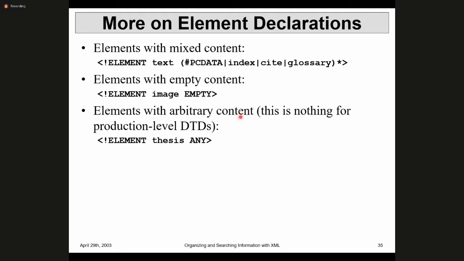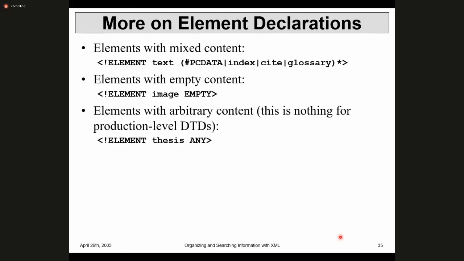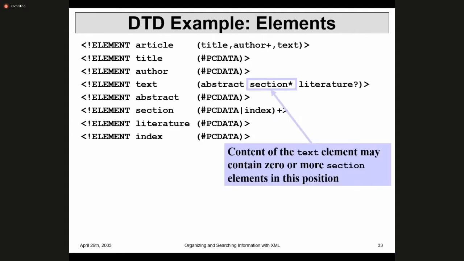And then there can be elements with empty content, right? And elements with arbitrary content. That means there can be any kind of elements. We don't know what, there can be any, right? So it is arbitrary content. So there can be elements like this also, but this is not being used at production level. That means it is not used in a production level environment. Right? And now we discussed till here about elements.